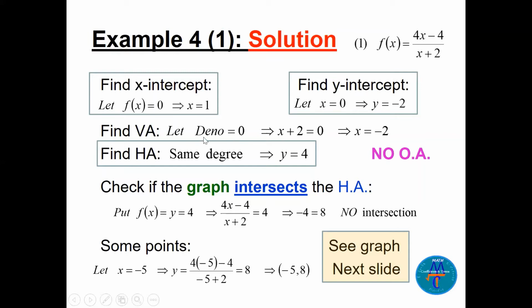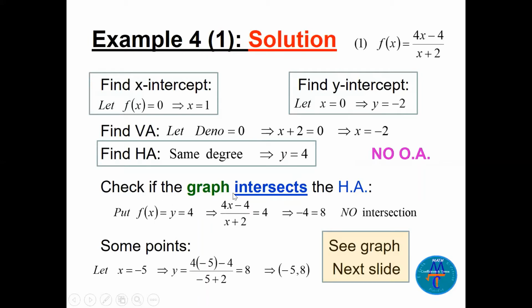The vertical asymptote, let the denominator be equal to 0. X will be minus 2. It's there. The horizontal, same degree, y will be 4. The leading coefficient over the leading coefficient. No oblique asymptotes. This is number 4 here, guys.